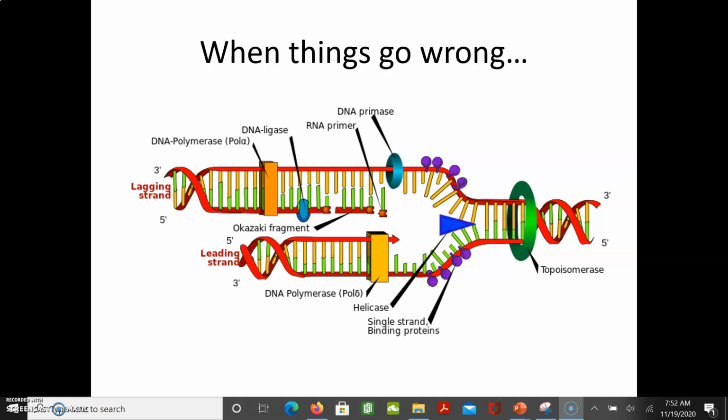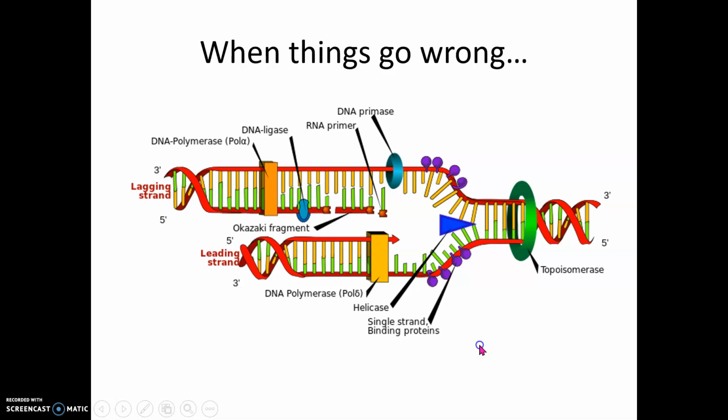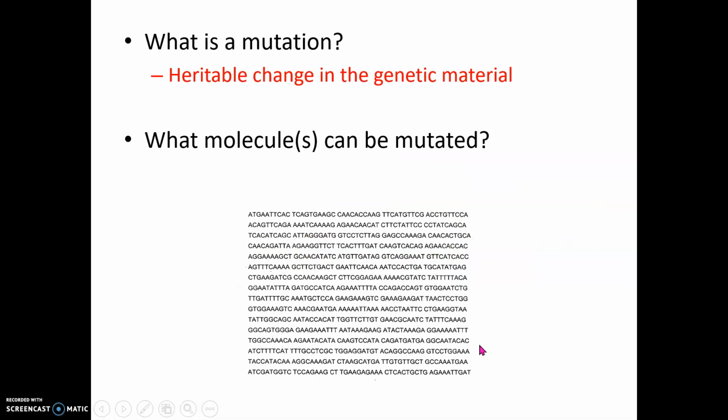So I know we talked about during replication how faithful DNA polymerase is, but there are other ways that mutations can get introduced. So what is a mutation, right? This is going to be a change in your genetic material. But this is going to be different than most things we've talked about so far, because now this is a heritable change in the sequence, okay? We are changing the sequence of our DNA. It's permanent, it's passed on.